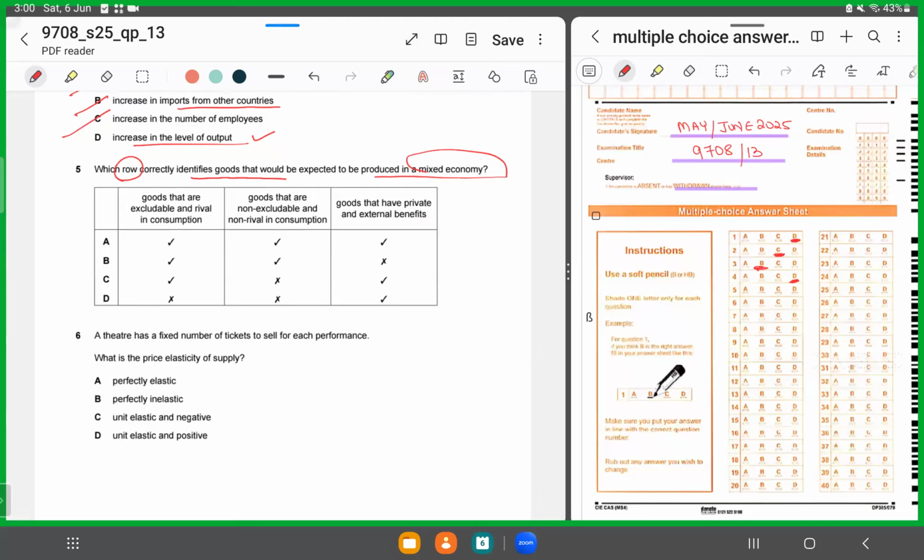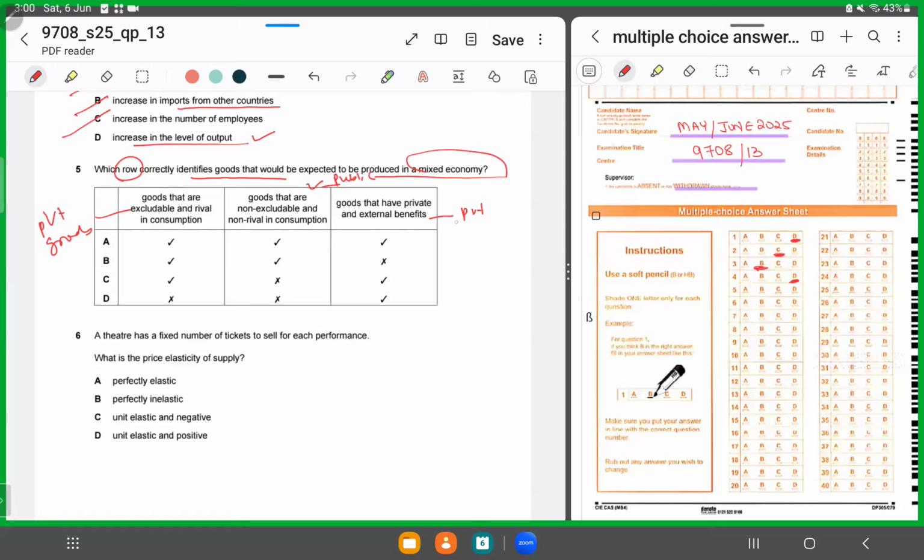The first part of the column, this table, shows goods that are excludable and rival in consumption. That means private goods. The second part says goods that are non-excludable and non-rival. This means public good. And the last column says goods that have private and external benefits. That means private good. Right?